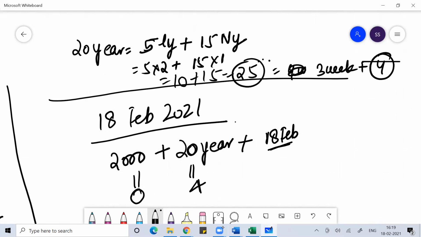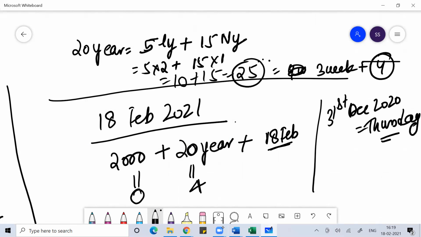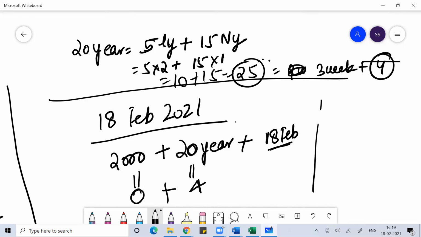So if you understand this, 31st December 2020 was on Thursday, because here I got the value 4. 1 means Monday, 2 means Tuesday, 3 means Wednesday, 4 means Thursday, 5 means Friday, 6 means Saturday, 0 means Sunday. So you have to understand that 31st December 2020 was Thursday. But I'm not talking about 31st December 2020. I'm talking about a date called 18 Feb. So 18 Feb came after this, after January and February 18.